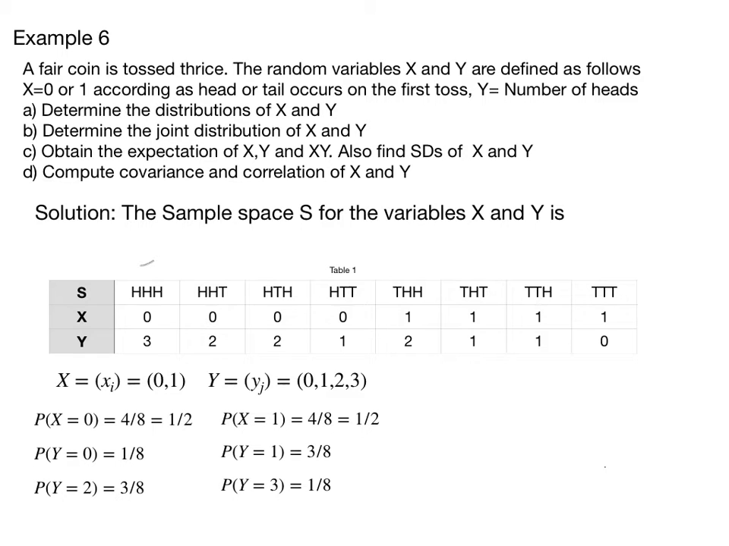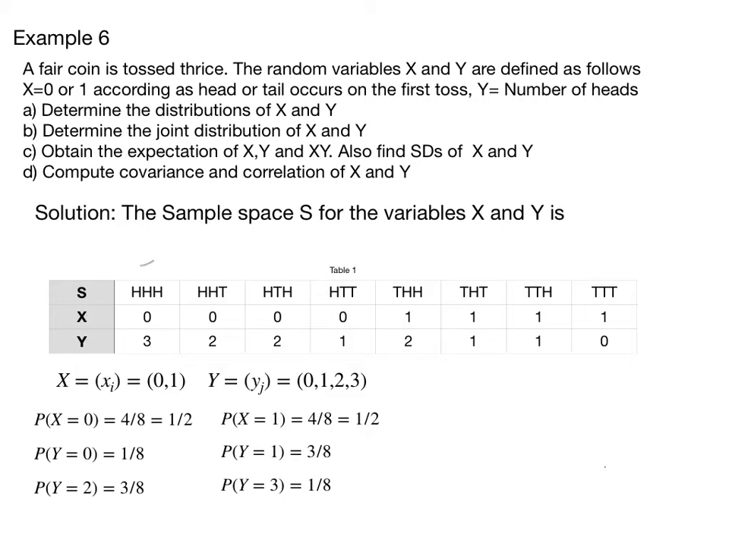Now, seeing these outcomes, we need to give the values of x and y. Now, x has been given as 0 or 1 if the first coin is head or tail. So, here the first coin is head, so x is 0. Again, here the first coin is head, so x is 0.